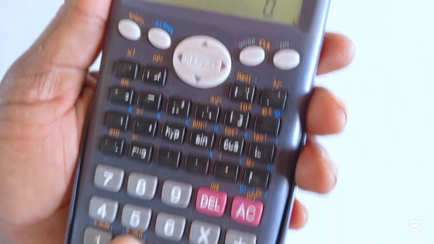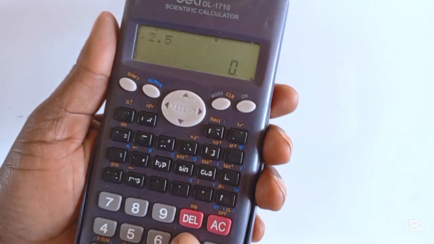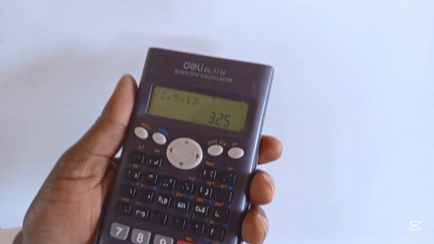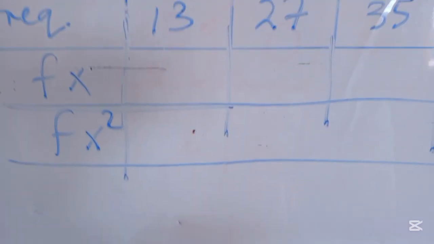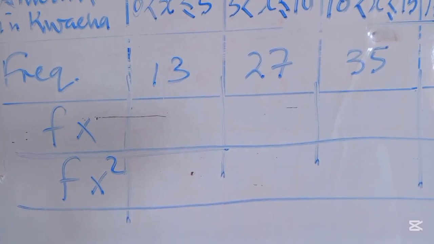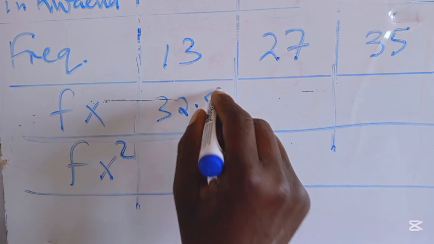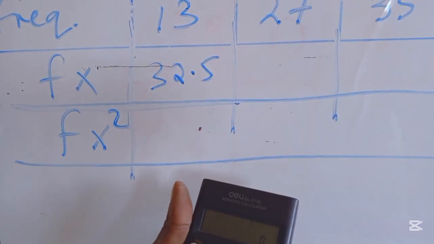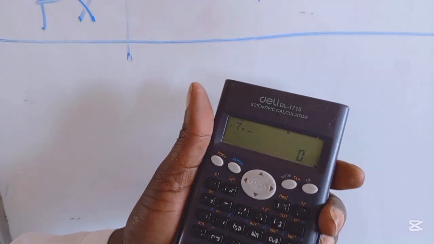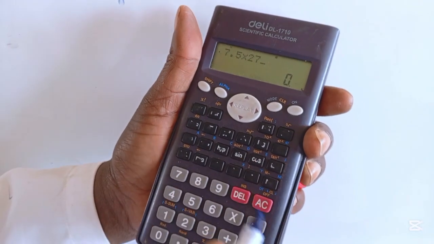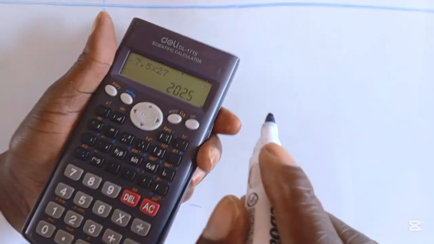If not, you are going to have wrong figures. You say 2.5, we should multiply by 13. The number you get there is 32.5. So here you write 32.5. Again, you go to the next, you say 7.5 should multiply by 27. Please, I'm multiplying by the frequency.